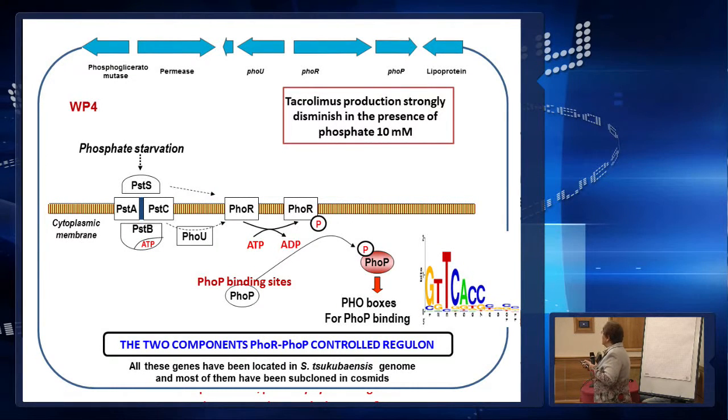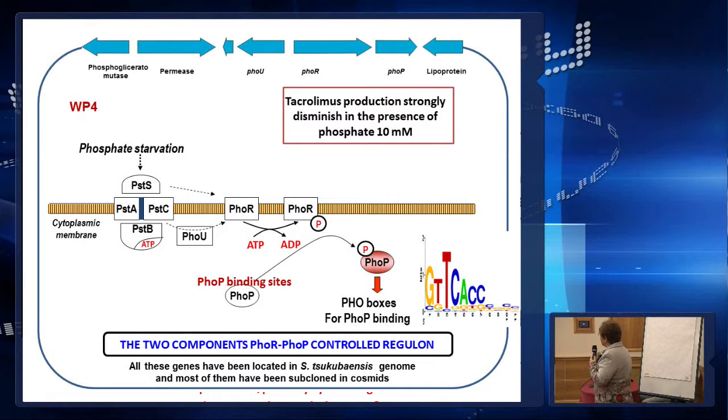Work Package 4 has to study the regulation by phosphate of tacrolimus production. Tacrolimus production is very dependent on the phosphate present in the medium. If phosphate is high, then there is no production of the compound, or it is very delayed.